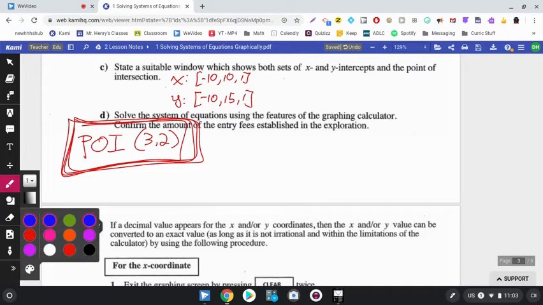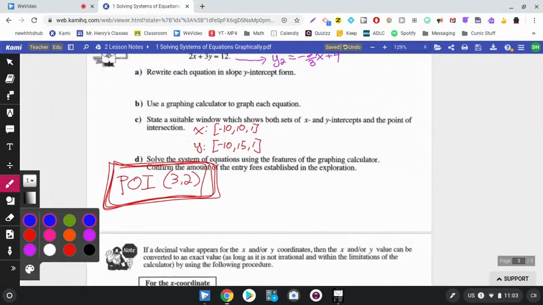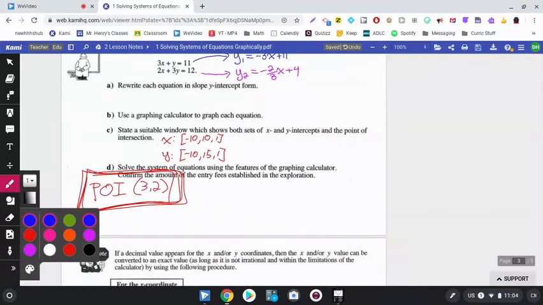It says confirm the amount of the entry fees established in the exploration. So it is wanting me to verify, and I'm going to do that with the original equations. 3x plus y equals 11, so 3 adult tickets: 3 times 3 plus 1 of the child tickets is supposed to equal 11. 9 plus 2, does that equal 11? Yes, it does. Left side equals right side. So the prices, I'm saying an adult is 3, a child is 2. Seems to work.